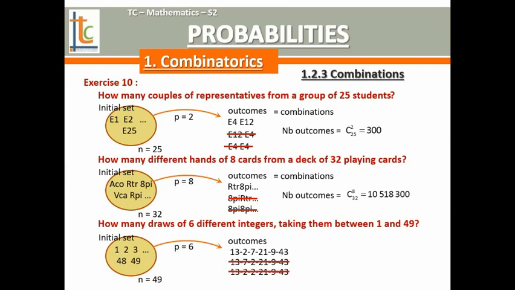So you are in a combination situation, and then you have to calculate C49,6, and the result is almost 14 million. That means that you've got 1 chance in 14 million to win this game.